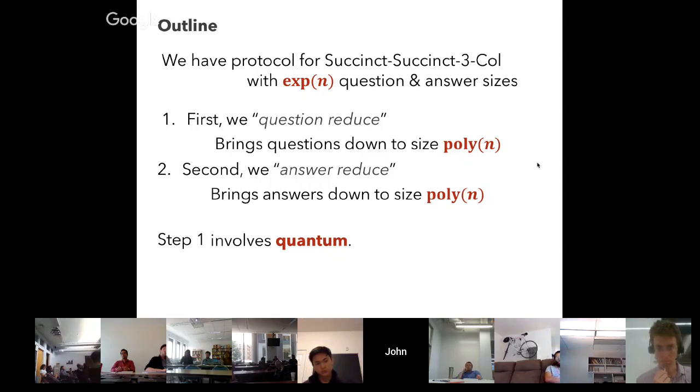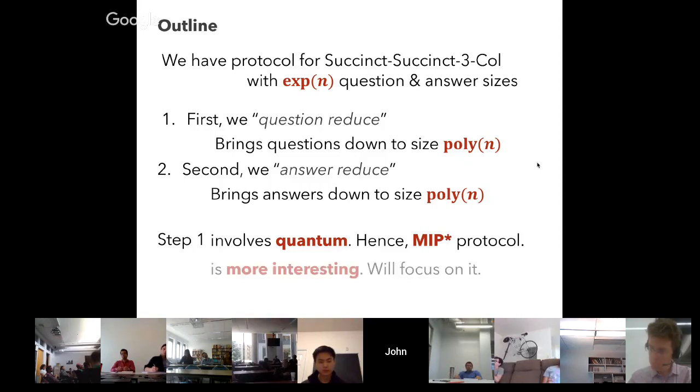When we do this, step one will be where we use the quantum. As a result, this is no longer an MIP protocol. It's not classical anymore. The provers are required to be quantum for this to work. And not only that, step one is also the most interesting of the two steps. As you'll see later, step two is pretty standard, whereas step one is the thing that we bring to the table. So in this talk, I'm going to focus on step one.